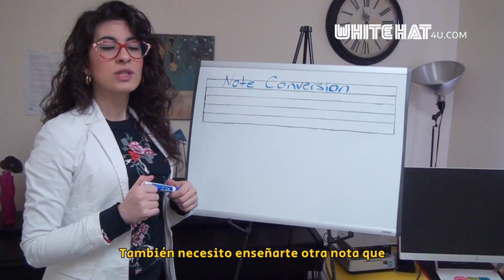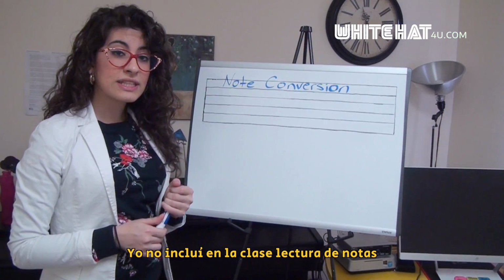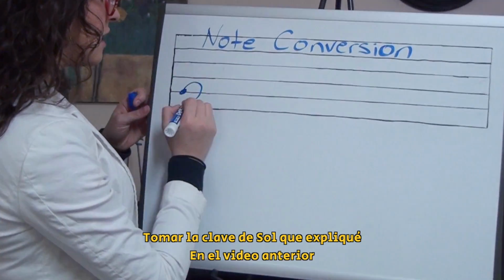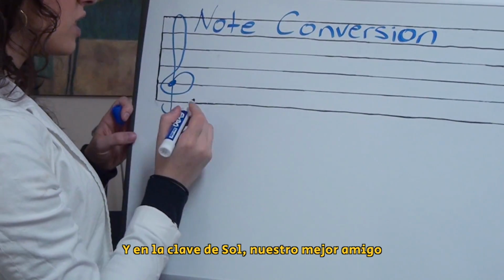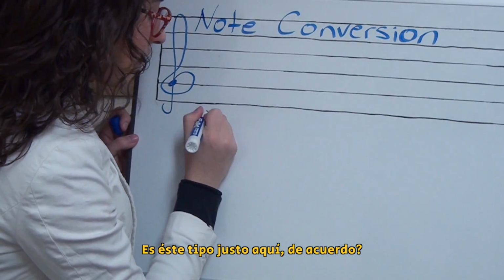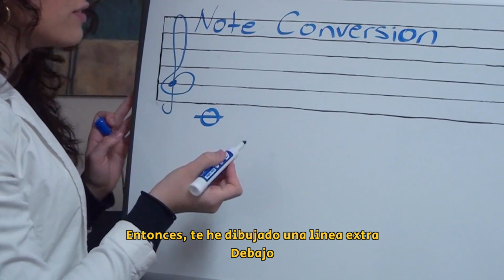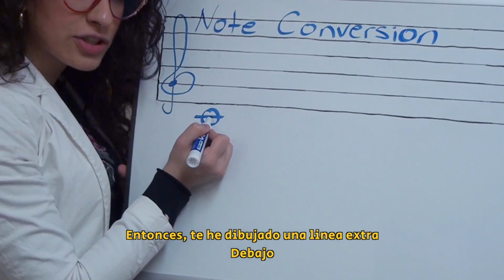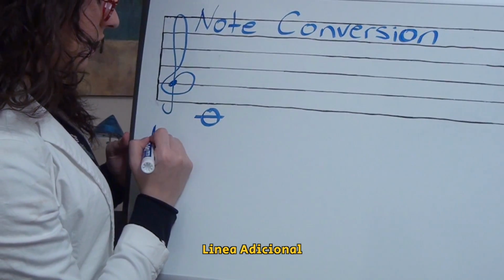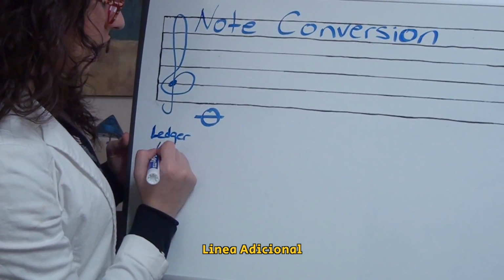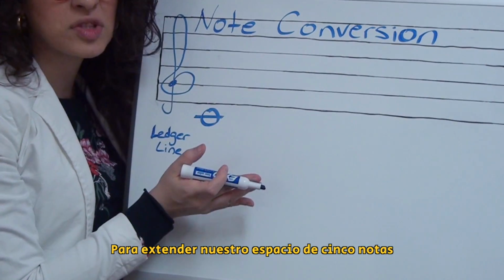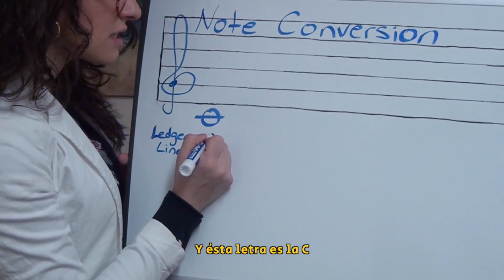Also, I need to show you one other note that I didn't yet include in the note reading course. So what I'm about to show you here is still going to be with the treble clef that I explained in the previous video. But in the treble clef, our best note friend is this guy right here. Okay, so I've drawn you an extra line underneath, which we call a ledger line. I'll write that for you. Ledger line. It just means we've added an extra line to extend our 5-note staff. Okay, and this letter is the letter C.